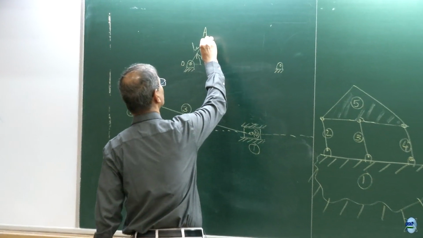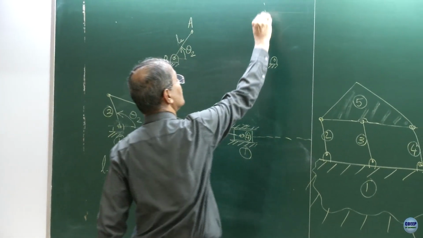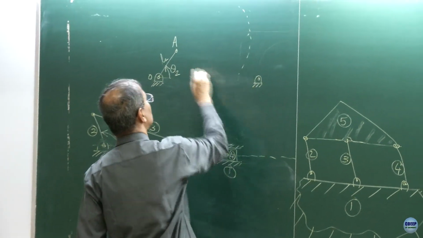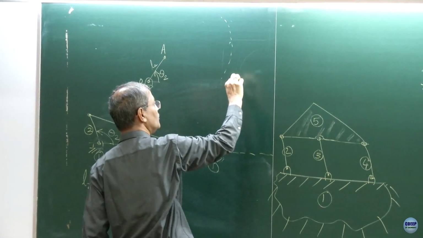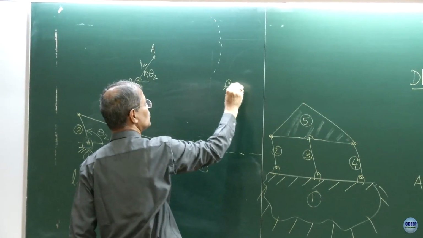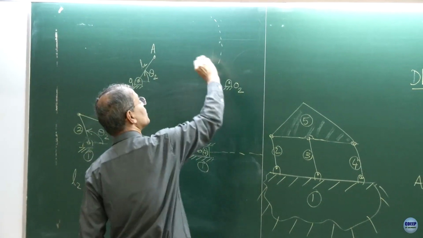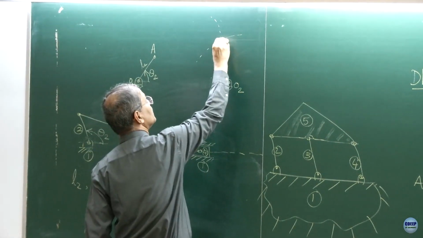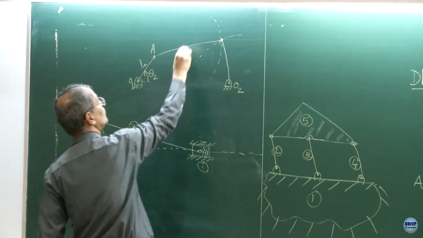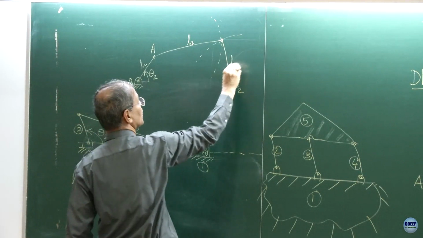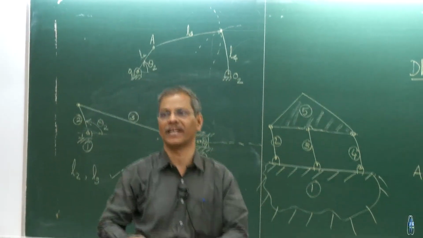So, I draw an arc of a circle with A as a center. The radius of that will be L3. I draw an arc of a circle with O, you can call it O2, O1 if you wish, and L4 as a radius, and the intersection point, this will be L3, this will be L4. And like that you can keep on building up the entire mechanism.